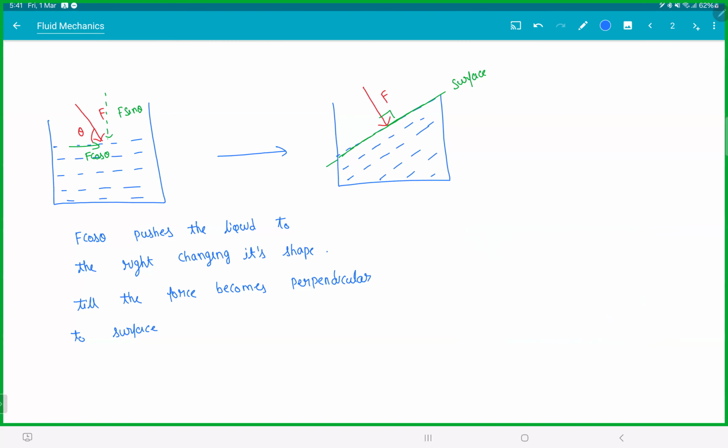So this gives us a very important statement. The net force on the surface of a fluid is always perpendicular to the surface.